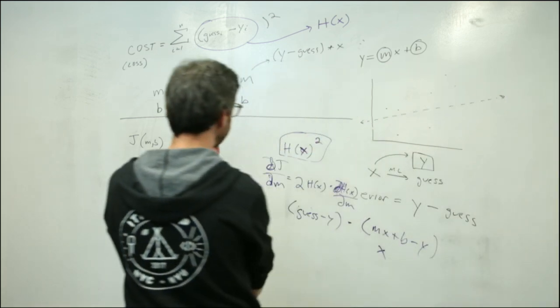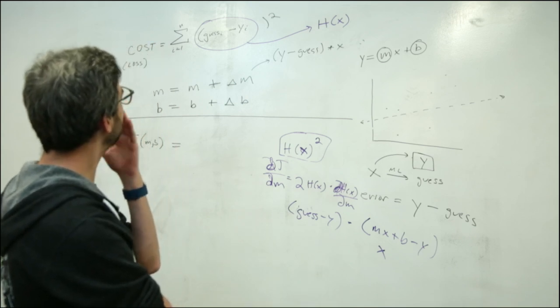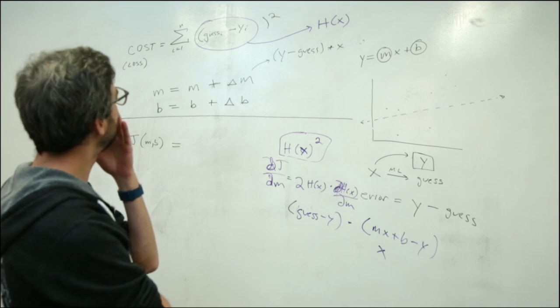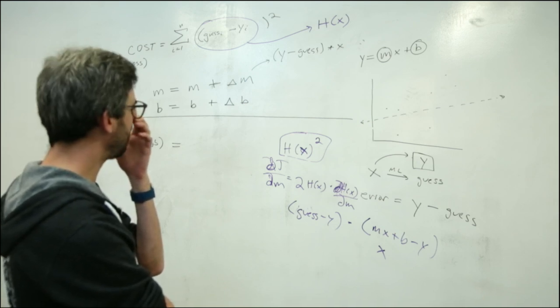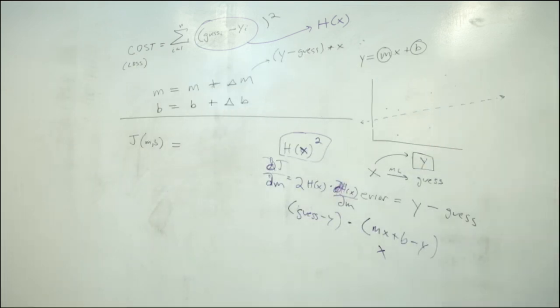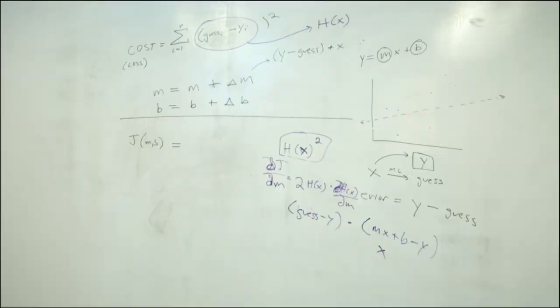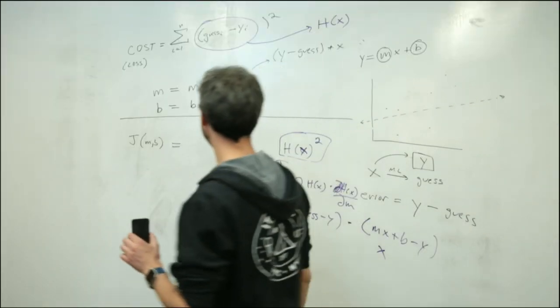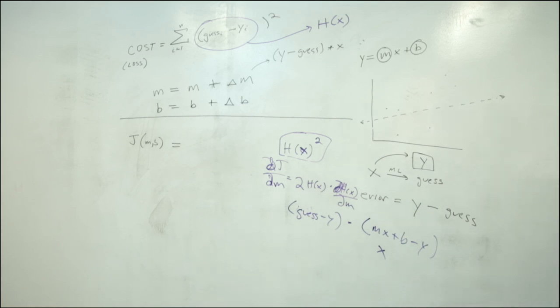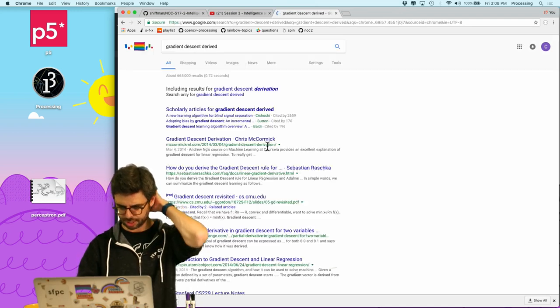So usually the notation I see is just, right, it's a function of y. I mean, it's just a function. Maybe I shouldn't use that. What I should do is look at, let me just Google something like gradient descent derived. How am I doing time-wise? 3 o'clock.